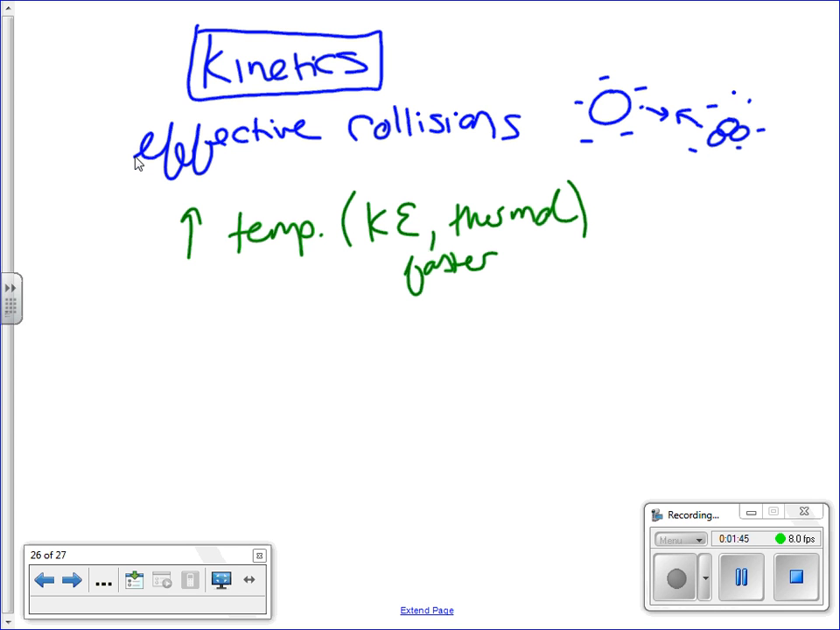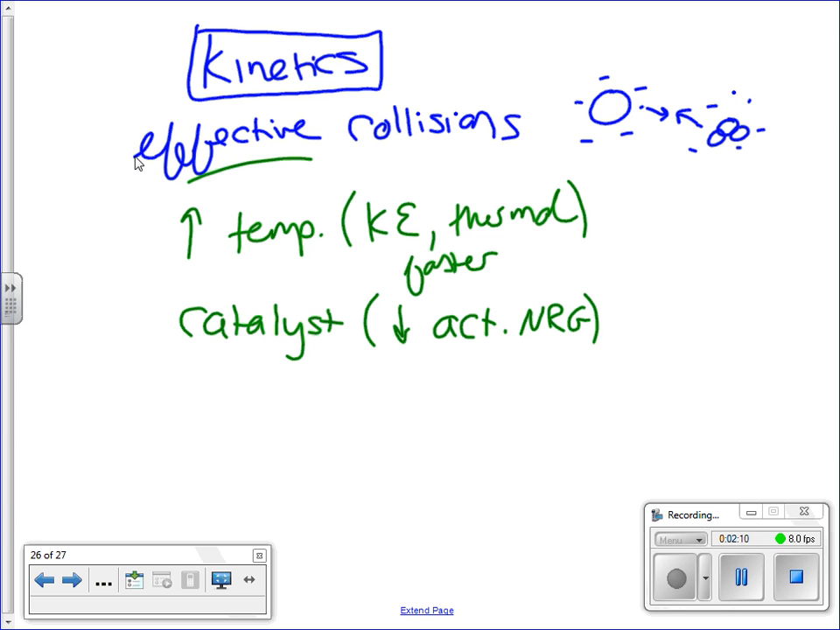I always give you the example of if I have you run around the gym versus if I have you walk around the gym, when will you have the most chance of running into somebody? If you're running, the faster you move, the more collisions, and the more energy, which means they're more effective, okay? Add a catalyst. This lowers your activation energy, which makes it easier. You have to have a less effective collision if you have a catalyst. It will help bring them together.